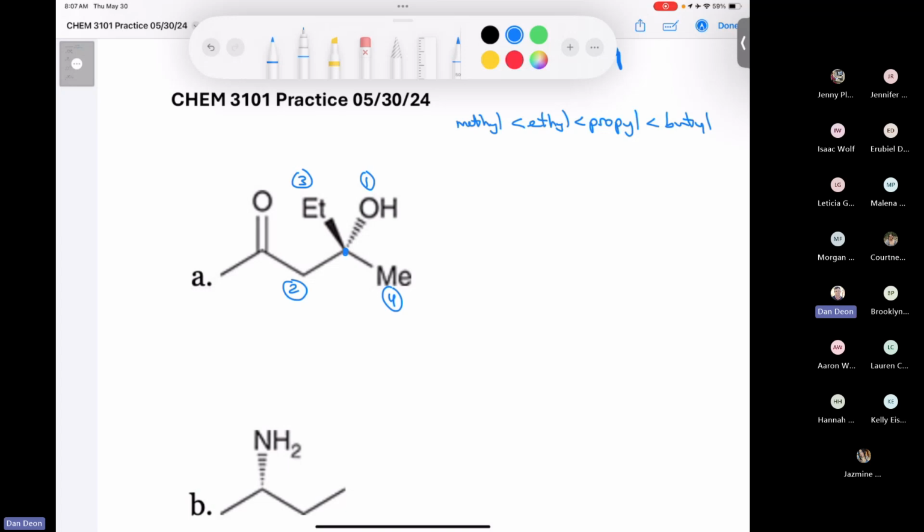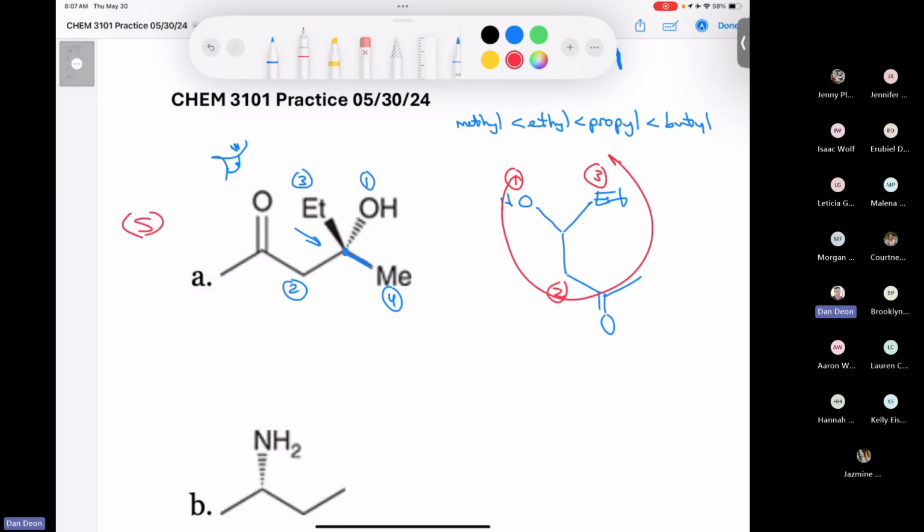One way would be to pretend you're looking at the molecule like this. If this is your eyeball, pretend you're looking down this bond from here to here, because that way the methyl group would be in the back. And then what you would see is the hydroxyl coming up here, the ethyl over here, and then the ketone group coming down here. And then you would just do 1, 2, 3 like that. And when you go like this, it's going counterclockwise. And so this is an S compound. So this is an S stereocenter. That's one way of doing it.